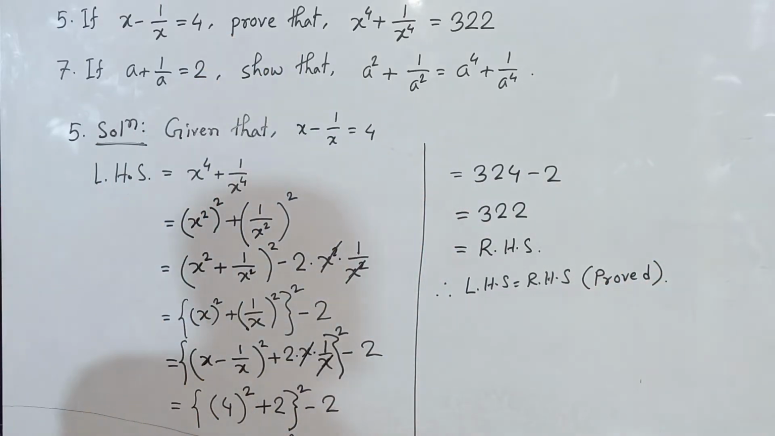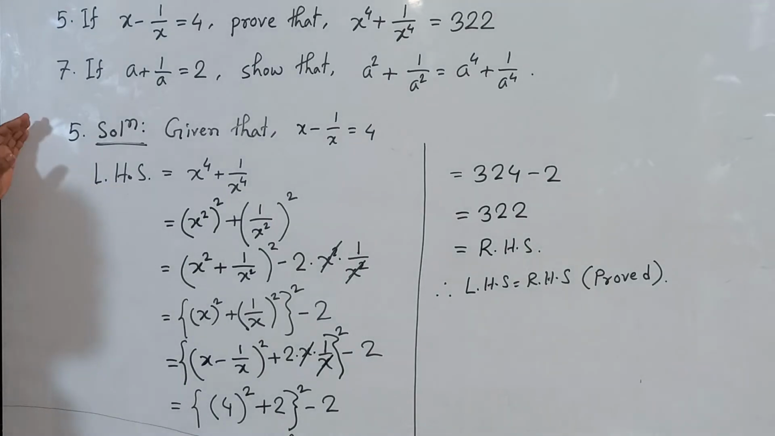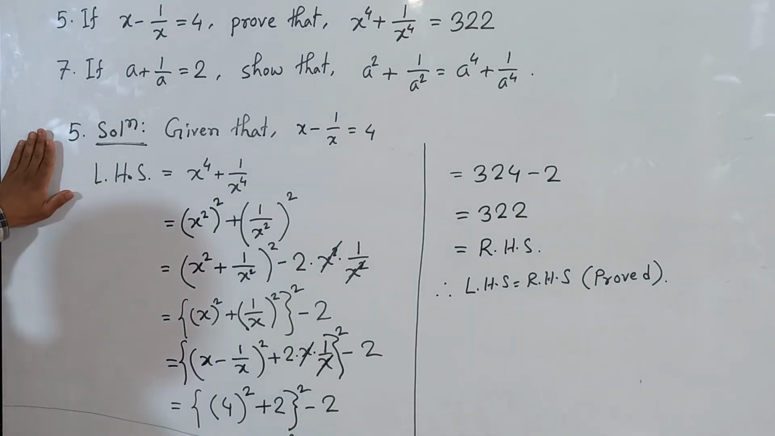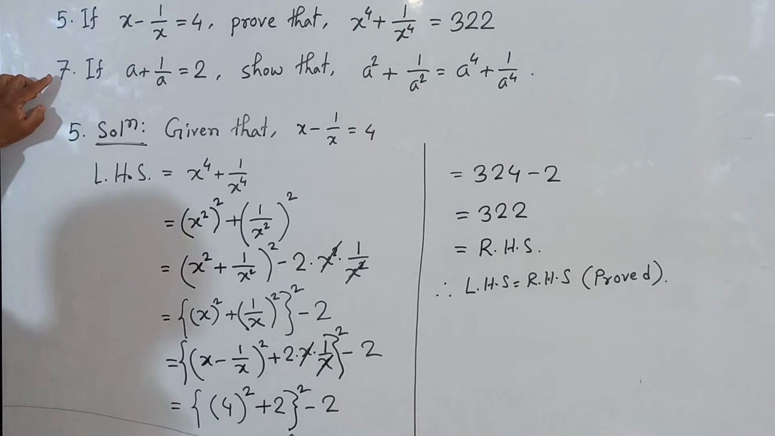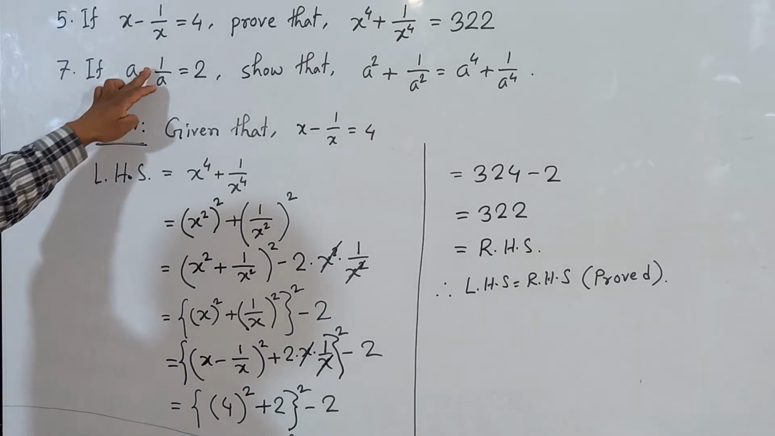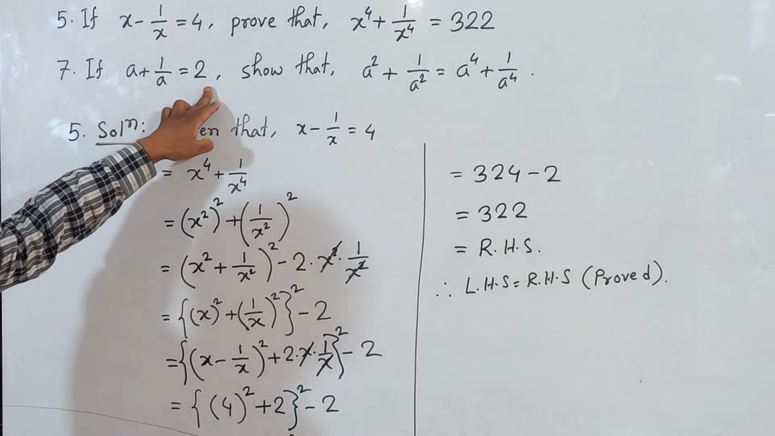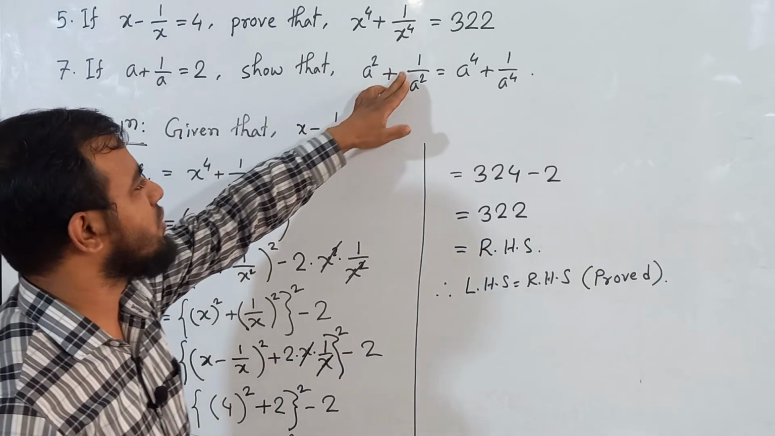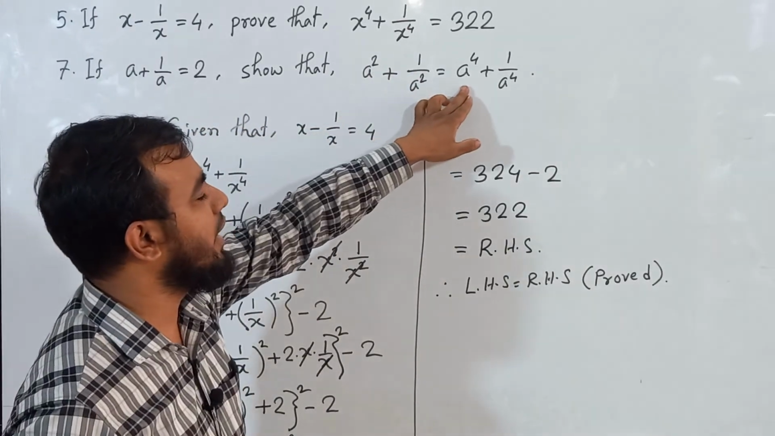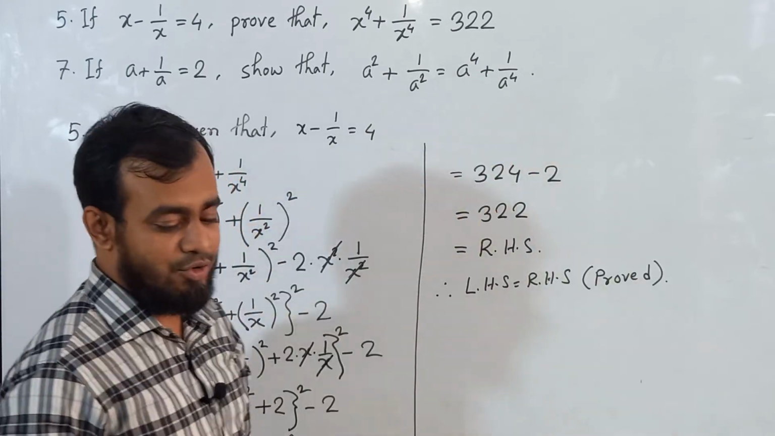Okay, so I hope you have understood how to solve this sort of problem. Now I am going to solve the next problem, number 7. Problem number 7 is: if a plus 1 over a is equal to 2, show that a squared plus 1 over a squared is equal to a to the power 4 plus 1 over a to the power 4.